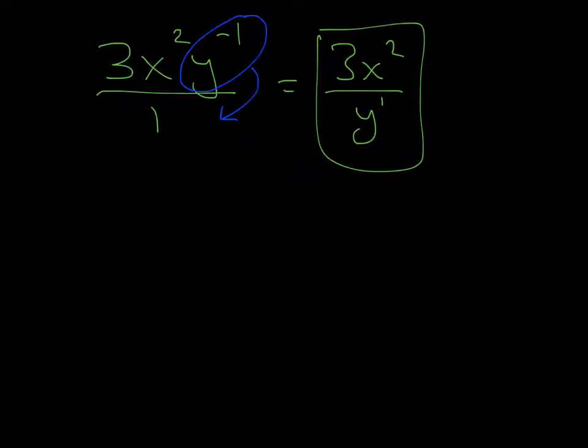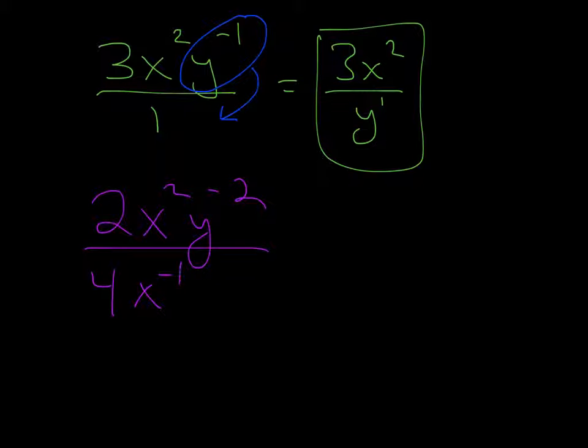Let's try 2x squared y to the negative 2 all over 4 x to the negative 1 y cubed. Okay, so the very first thing I like to do is I like to get rid of my negative exponents. That's the first step I like to do.